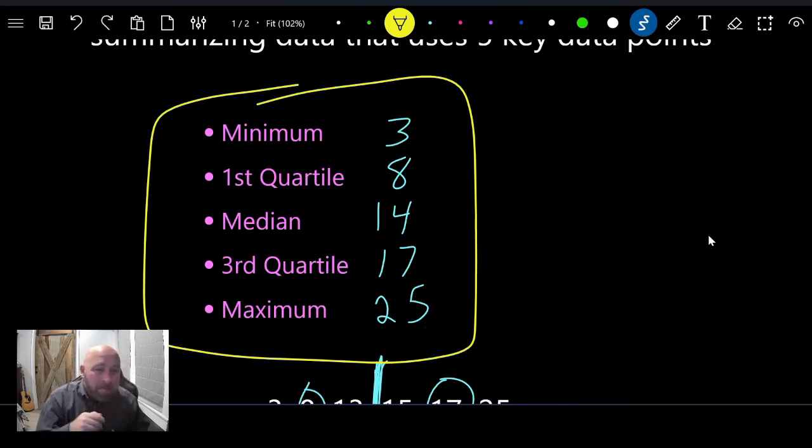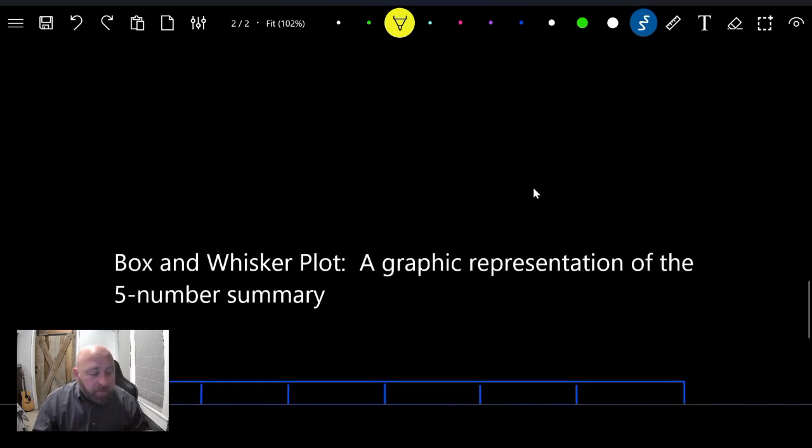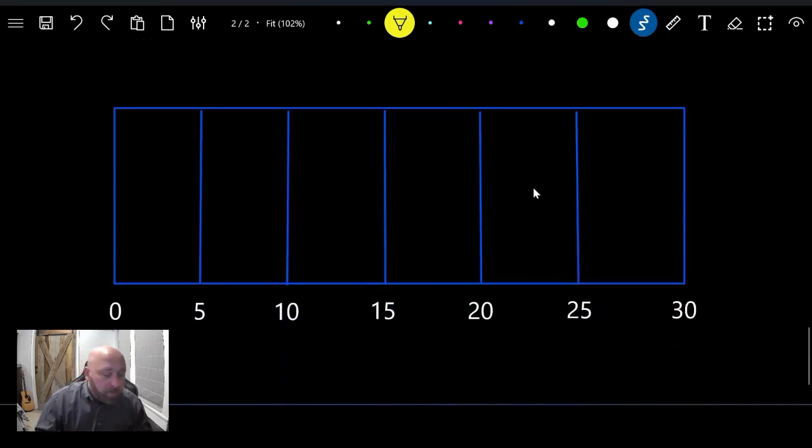We don't need to write minimum, maximum. We don't need to write any of that. We just need to take the data values and plot them. How do you plot something? By just putting a dot on the graph. So we're going to put a dot at 3 for the minimum. So we'll come up here and somewhere around 3.